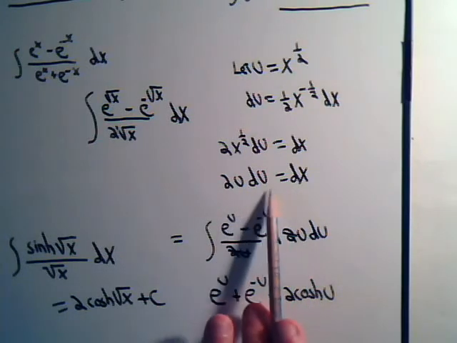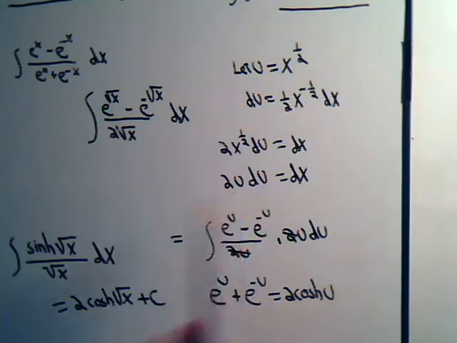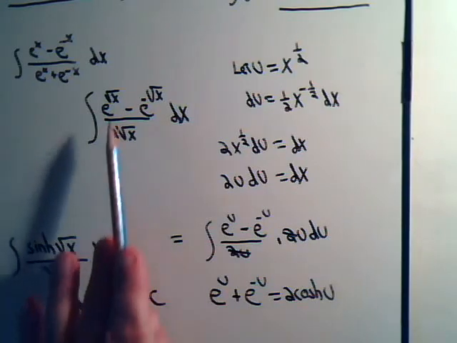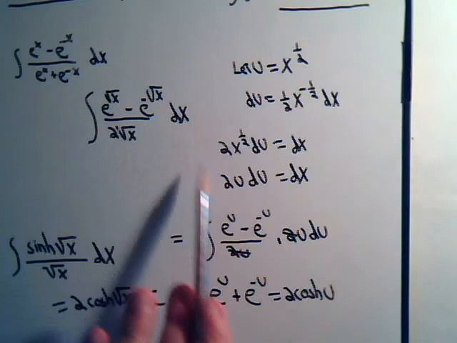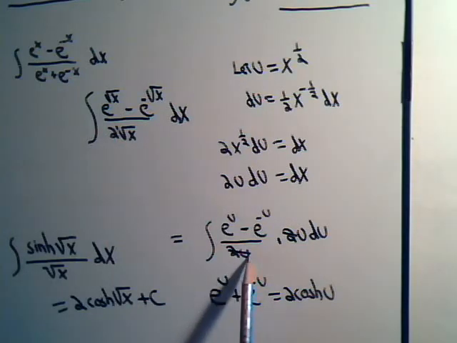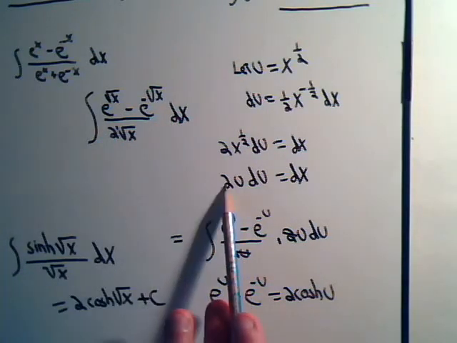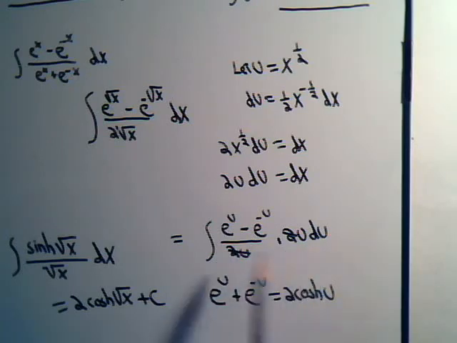So we have dx expressed in terms of u and du. So we go ahead and make the substitutions. This is e to the u minus e to the minus u divided by 2u, and then dx, that's this. These cancel. Now it becomes simple, and the rest of it falls into place.